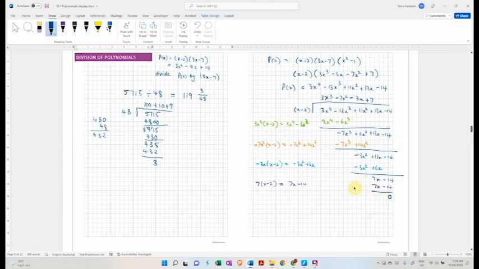0 remainder. So when I divide p(x) by x minus 2, I get 3x cubed minus 7x squared minus 3x plus 7.